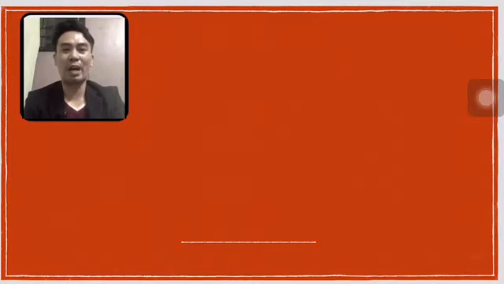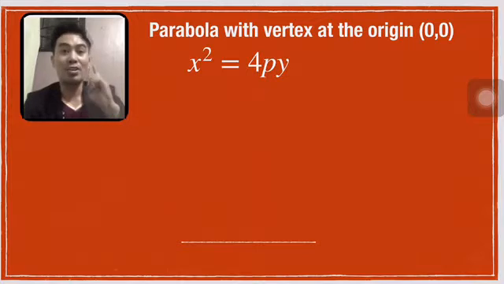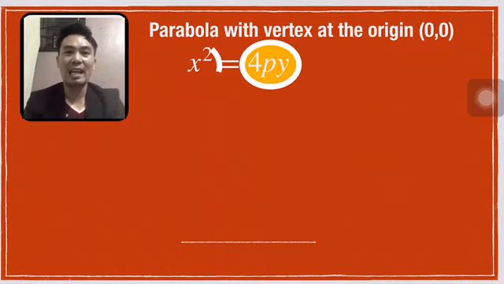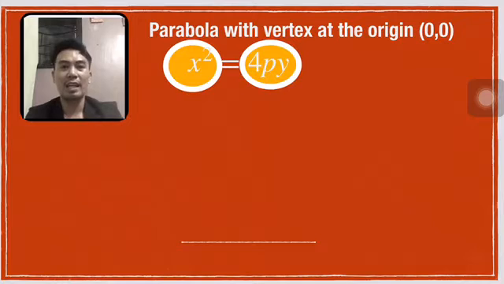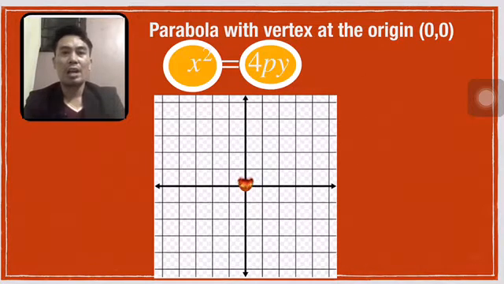In this video, I will discuss parabola with vertex at the origin in the form x squared equals 4py. Notice that in the equation of the parabola, the right side is always the linear expression. This is where we determine the opening of the parabola, and on the left side is the squared expression. This is like saying y is equal to something that is x squared. This kind of parabola opens either up or down.